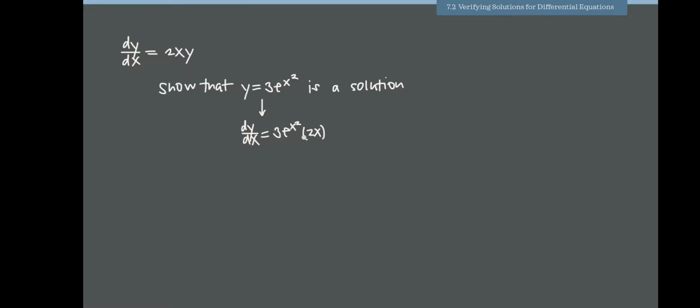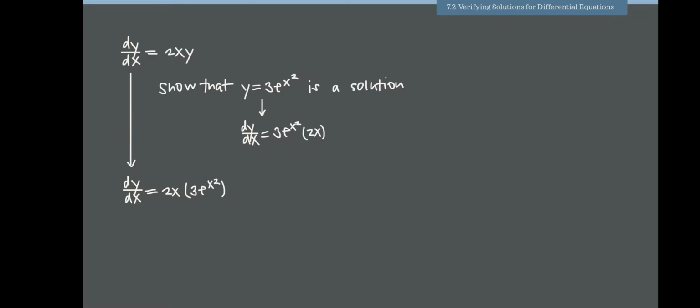So that's our derivative. And then our second step is to take this differential equation up here and substitute the solution equation in for y. Notice we've been given y is equal to 3e to the x squared, and we have a y up here. So we just plug it in. So we want to rewrite this as dy over dx is equal to 2x, and then instead of y, plug in 3e to the x squared.